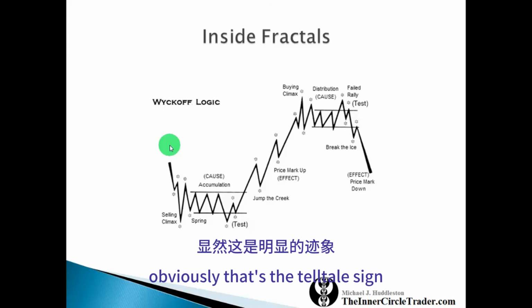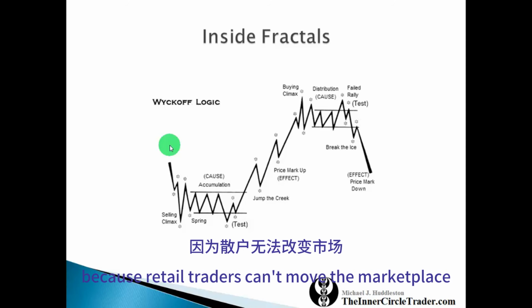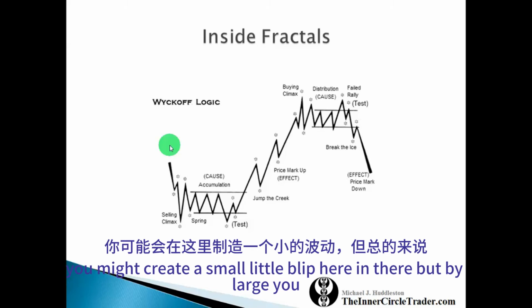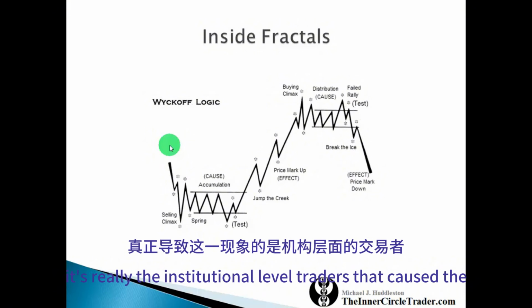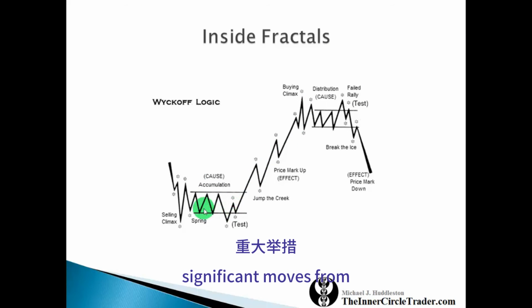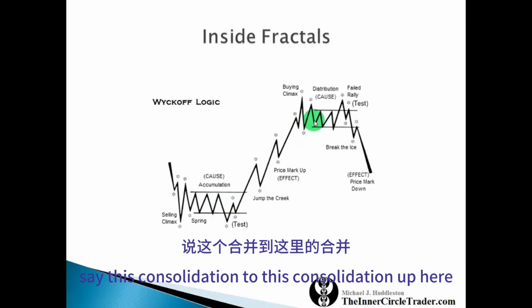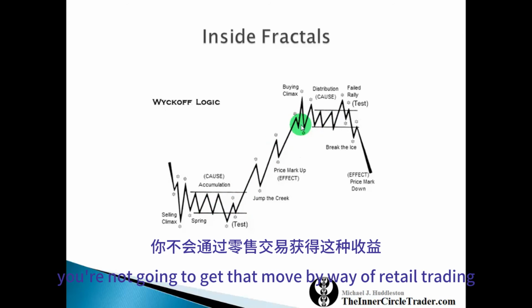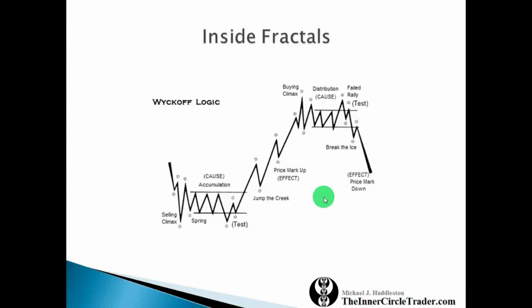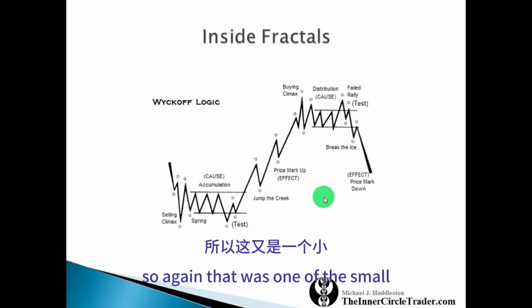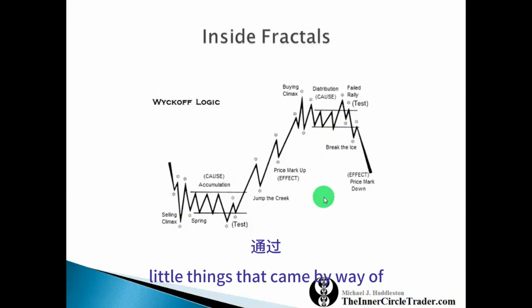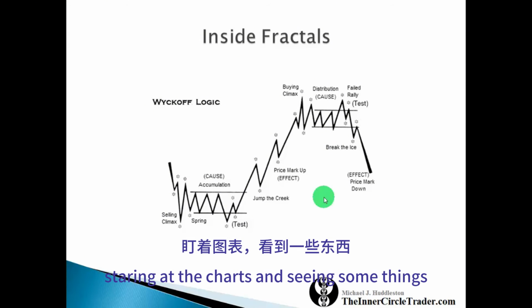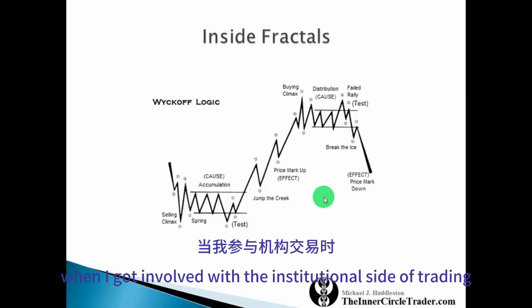Obviously, that's the telltale sign, because retail traders can't move the marketplace. You might create a small blip here and there, but by and large it's the institutional level traders that cause the significant moves, from say this consolidation to this consolidation up here. You're not going to get that move by way of retail trading. So that was one of the small things that came by way of staring at the charts, seeing some things, and then asking a lot of questions when I got involved with the institutional side of trading.